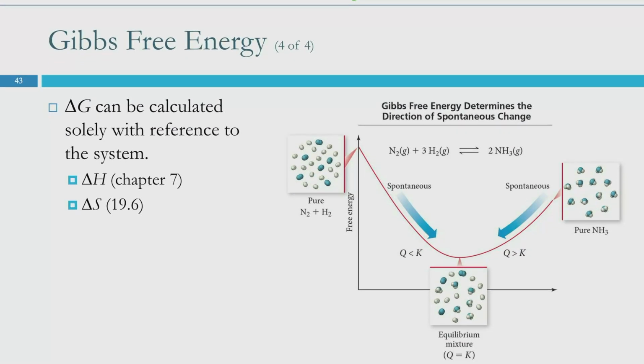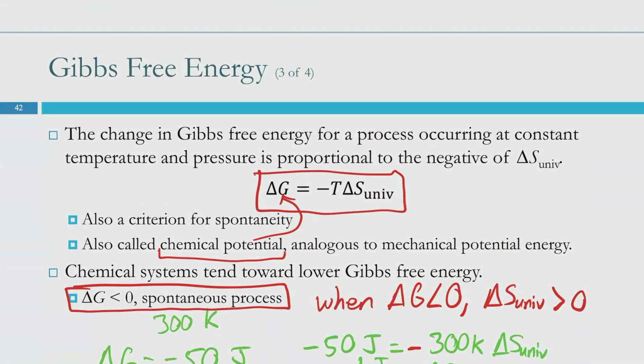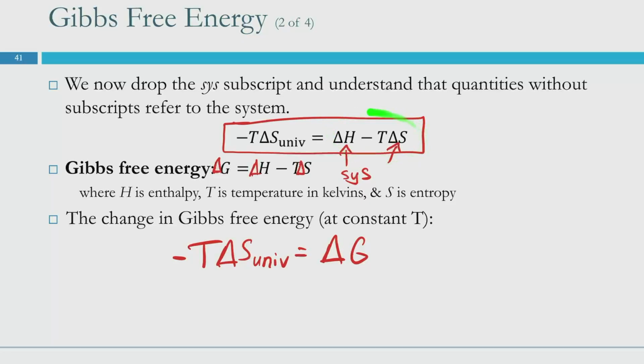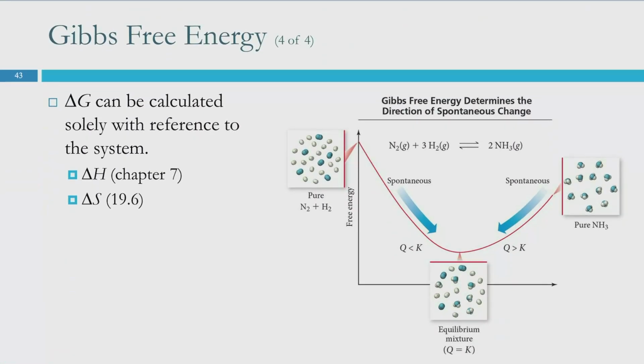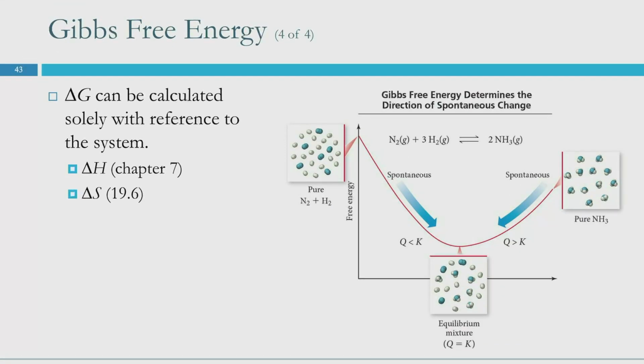Gibbs free energy can be calculated solely with reference to the system because of how it's defined. It's the change in enthalpy minus the temperature times the change in entropy. So for example, on this plot, this is an equilibrium reaction. We've got nitrogen gas and hydrogen gas reacting to form ammonia, but that can also go the other way. So depending on where we are on this plot, in terms of the reaction progress, if we've got a lot of products or a lot of reactants, it's going to move spontaneously in either direction until we are at an equilibrium.